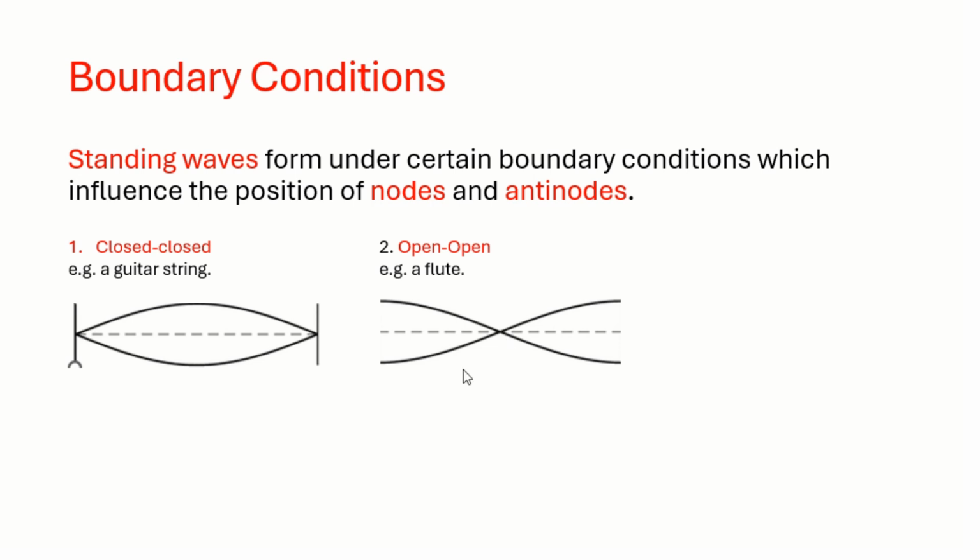What definitely forms at each end is an antinode and an antinode, because those positions are free to oscillate with maximum amplitude. So hopefully you can see there's a big difference between the shape and the profile of those standing waves depending on the boundary conditions that we're using. Closed has nodes at both ends. Open has antinodes at both ends.